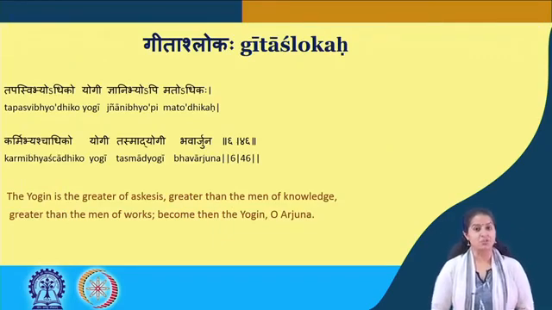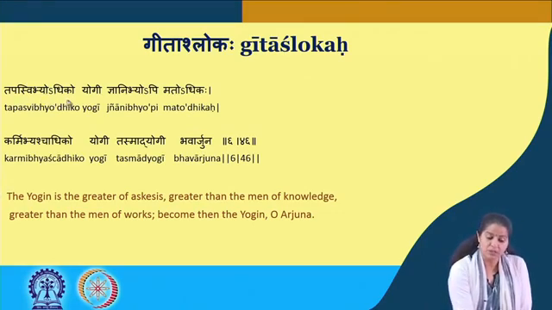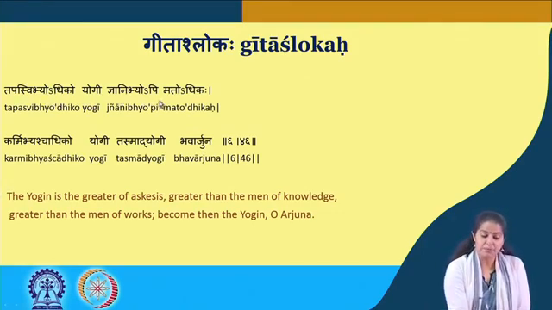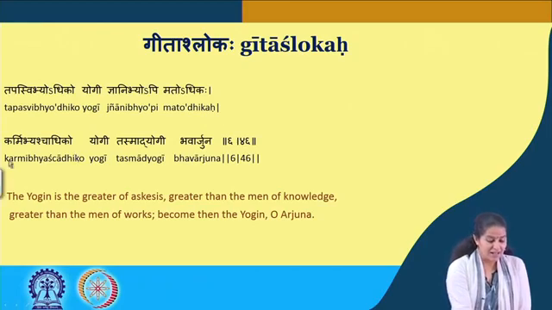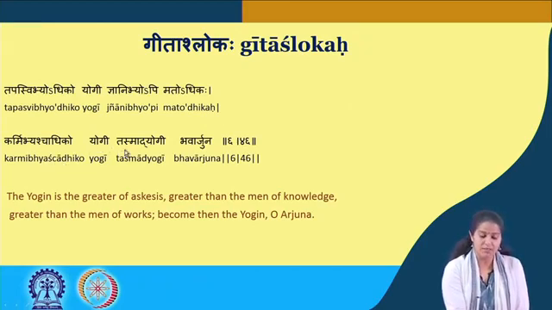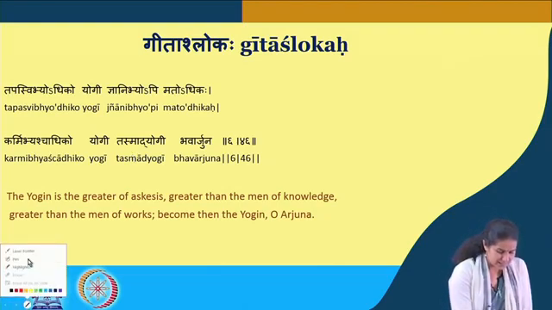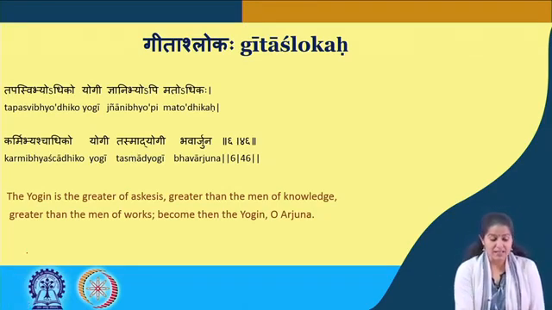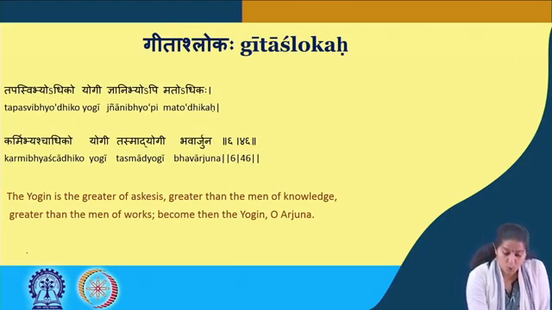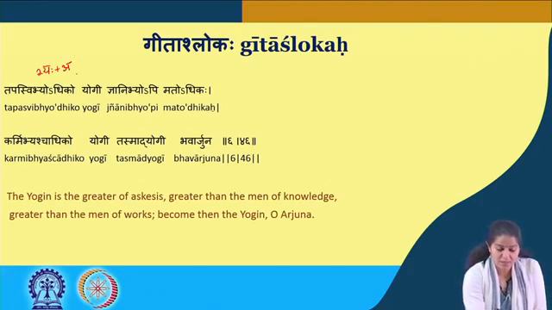So let's do an application of what we've just learnt in a shloka from the Gita. It's from the 6th chapter where Krishna tells Arjuna, tapasvibhyo dhiko yogi jnanibhyopi matodhikaha karmibhyashchadhiko yogi tasmad yogi bhavarjuna. So let's do an analysis of that. Tapasvibhyo dhiko. That is a visarga sandhi, vibhyaha plus adhikaha. Adhiko is adhikaha, uttamam.